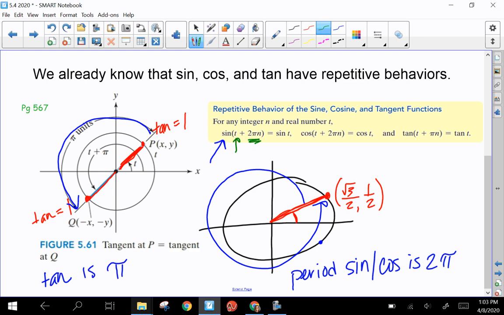So the sine value at that particular area is going to be the same value as the sine of the original. So notice 2 pi. That is because that is the period for sine. Same idea for cosine. And you'll notice that it changes a little bit for tangent. Only takes pi radians for us to get back to the same value for tangent.